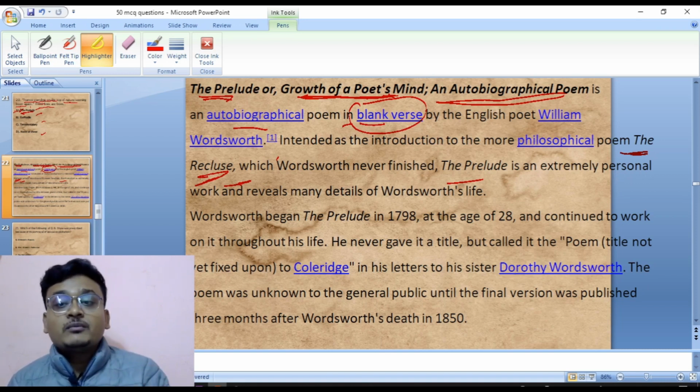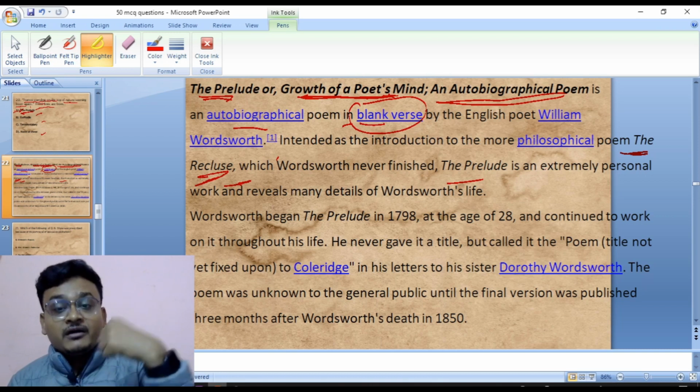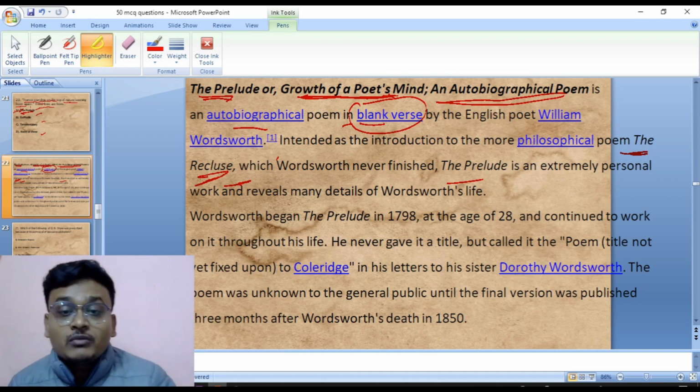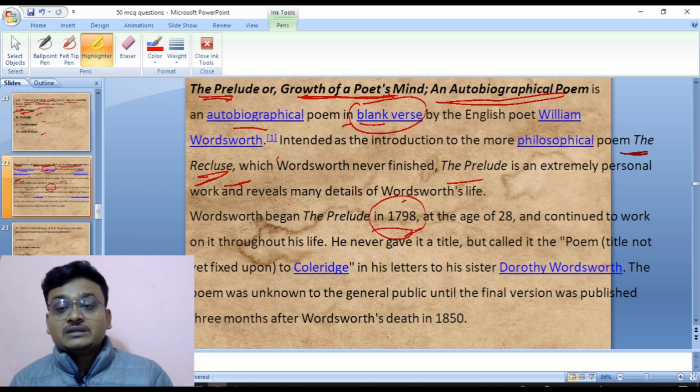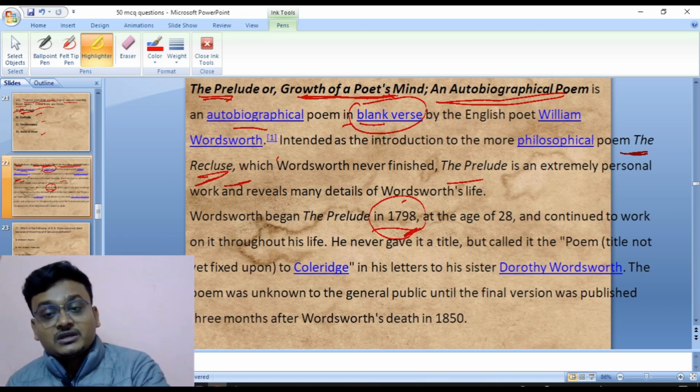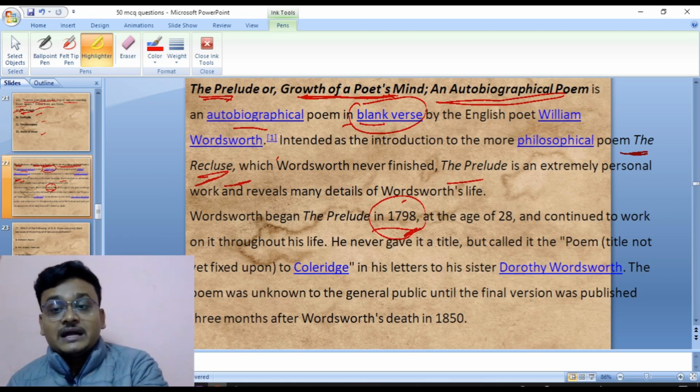So the philosophical poem that was written by Wordsworth, he has not completed this poem, but he wanted to include the Prelude or Growth of a Poet's Mind, an autobiographical poem, in the preface of the Recluse that he has not completed. So the Prelude is an extremely personal autobiographical work that reveals many details of Wordsworth's life. Wordsworth began the Prelude in 1798, at the age of 28, and continued to work on it through his life.